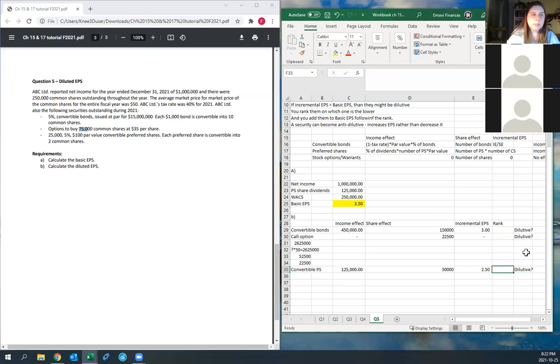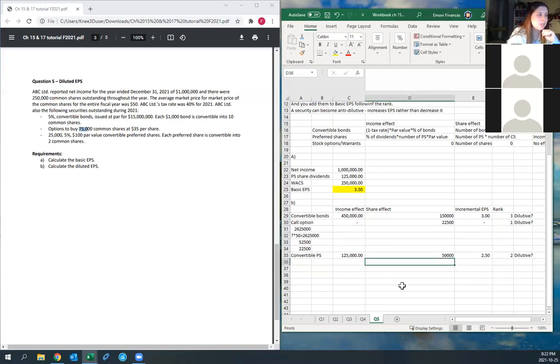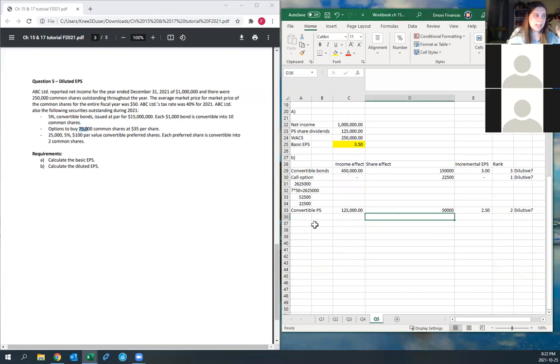So now next step is we rank them. We rank them from the lowest to highest. So our rank 1 is going to be our call option, since it's 0. After that, it's going to be the convertible preferred shares. And then finally, the convertible bonds. So now that we set everything up, we can calculate our dilutive EPS. So we're going to have the income, the share, and the EPS.